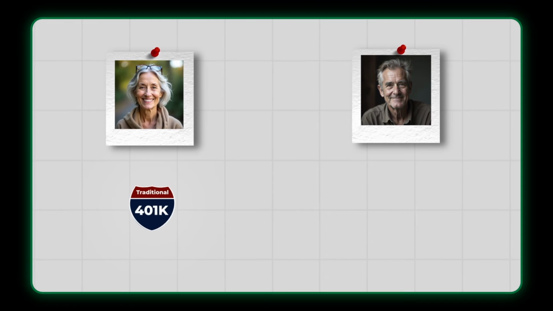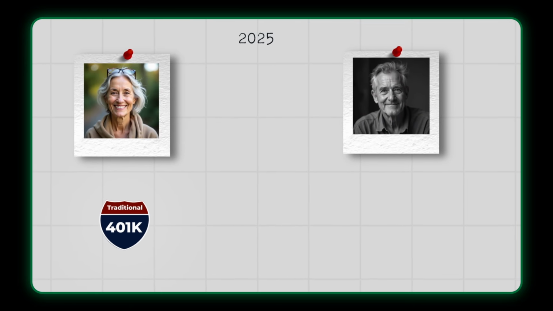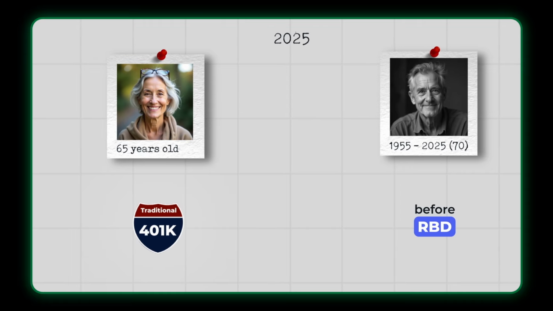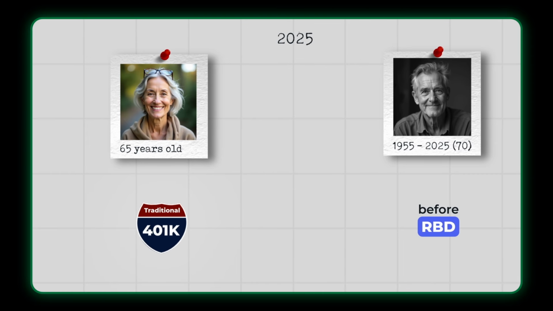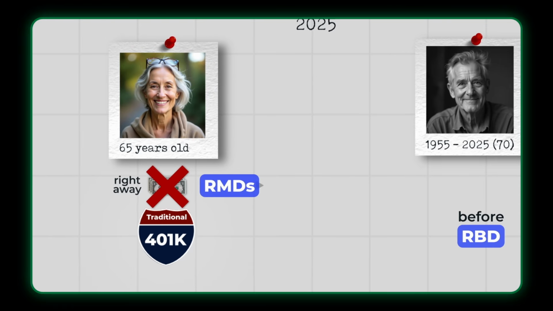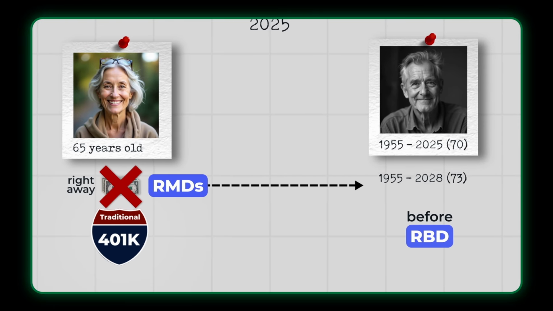Let's say your husband passes away in 2025 at the age of 70 before he had to start taking RMDs. You're 65 and the sole beneficiary. Because he died before his required beginning date, you don't have to take anything out right away. In fact, you can delay RMDs until the year he would have turned 70.